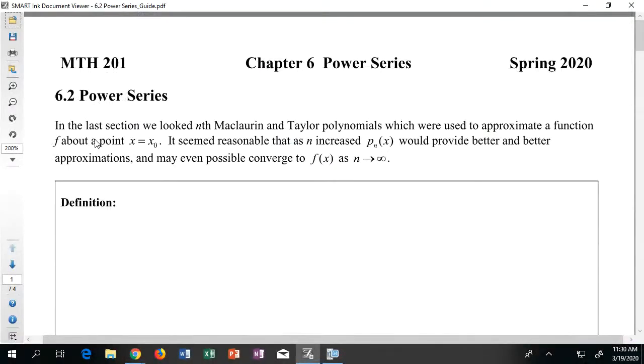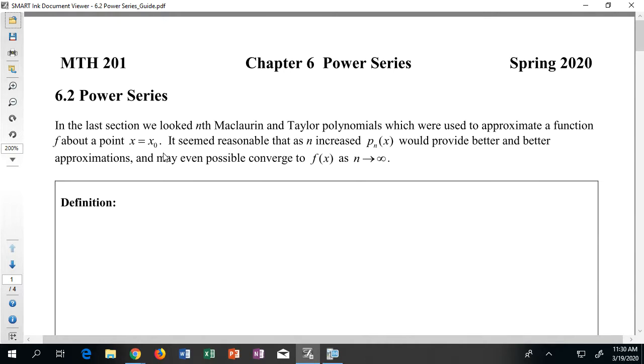In this video, we're going to talk about section 6.2, extending off the ideas that we did in the last section. As I state right up here at the top, in the last section, we looked at Maclaurin and Taylor polynomials, and they were used to model functions from different starting points. Remember that a Maclaurin polynomial modeled from x being zero, and a Taylor polynomial could model from anywhere.